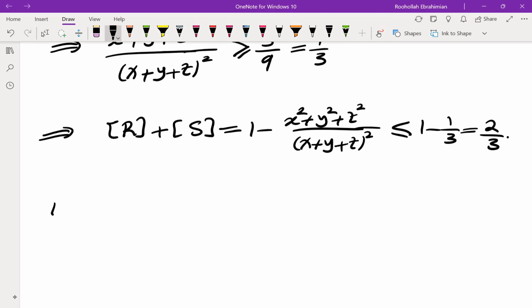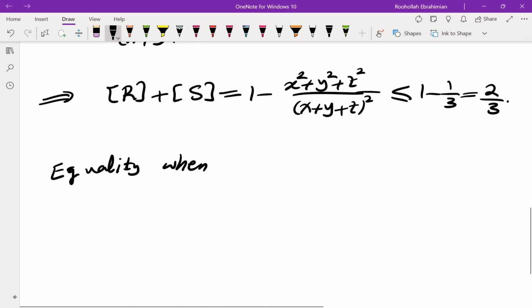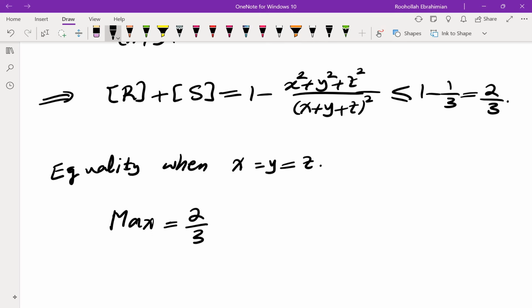Now, do we have equality? Yes, we can get equality. For the arithmetic mean, square root mean inequality, equality happens when x, y, and z are all the same. And that obviously can happen. We can choose basically any arbitrary triangle of area 1, make sure that the heights are equal, and then you would get an area of 2/3. So the maximum is exactly 2/3.